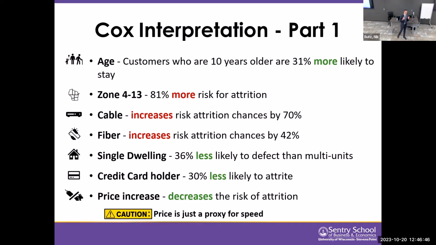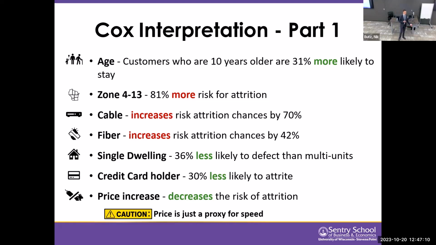Also, I want to point out this cool color coding that Dr. Pflughoeft came up with. I love it. The greens are good and the reds are bad. So the older customers, as Alick mentioned, the older you get, actually, the better. They're more likely to stay with the company. When we look at the zones, there's 81% more risk of attriting if they weren't in that black highlighted zone. Those are the less loyal areas.